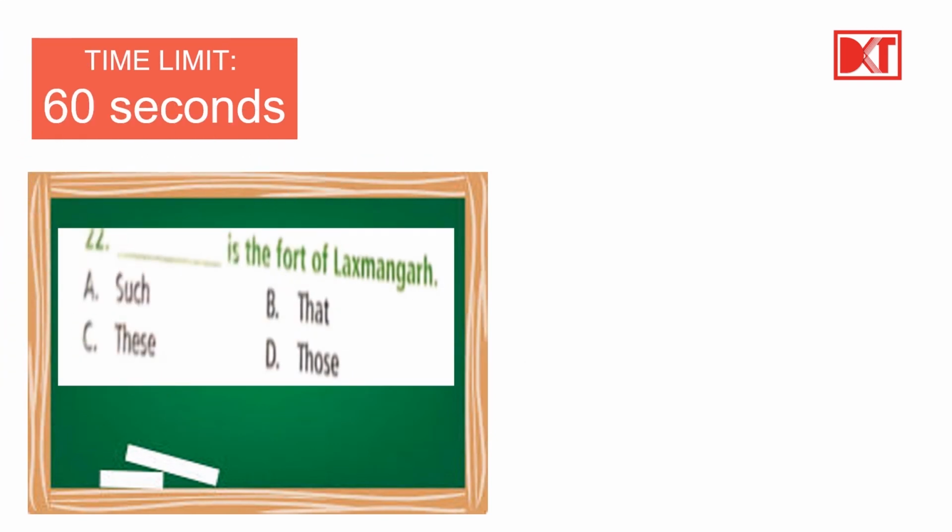So here we have to fill the demonstrative pronoun again. And the question, the blank is, dash is the fort of Lakshmangarh. Here we have to first see whether this is singular or plural. Now the fort of Lakshmangarh, we know this is singular. So here the answer is supposed to be B. That is the fort of Lakshmangarh.